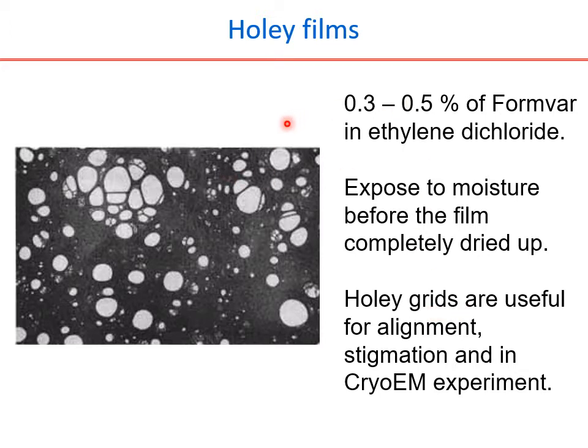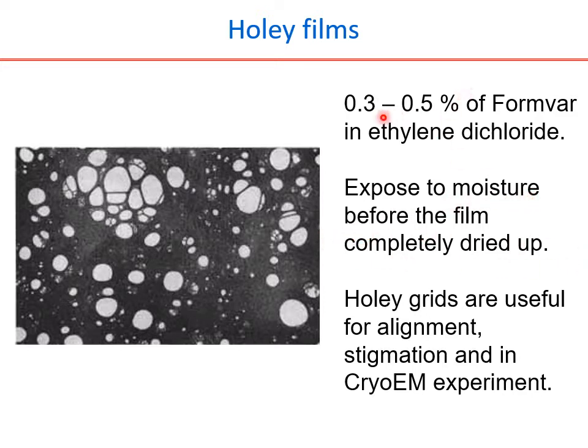What we do here is Formvar will be taken again, and this is the concentration recommended for it. 0.3 to 0.5% Formvar dissolved in ethylene dichloride is used for this. The same approach as we discussed in the last slide: a microscope slide will be taken and dipped into this, and prior to completely drying, we expose that microscope slide to moisture.